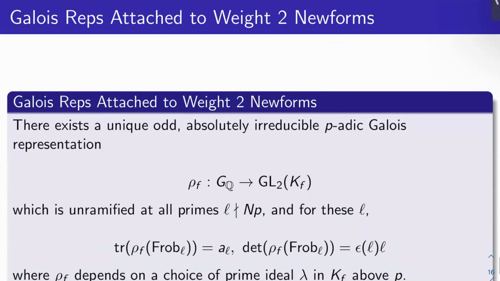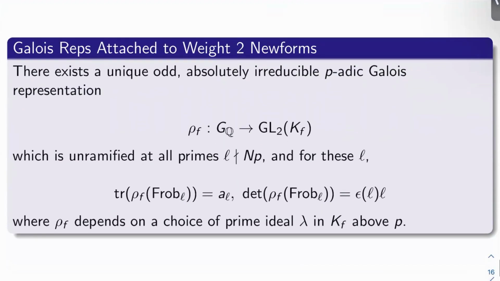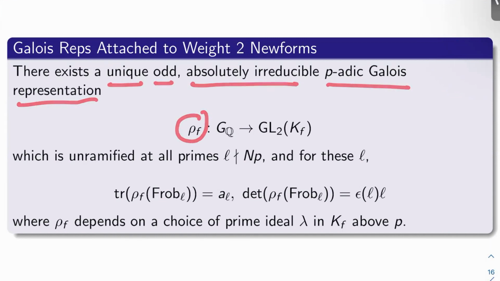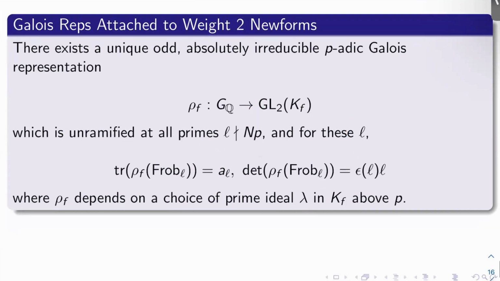So, big theorem of the day. Theorem, Galois representations attached to weight 2 newforms. There exists a unique, odd, absolutely irreducible p-adic Galois representation rho_f from G_Q to GL_2(K_f). In fact, we can even choose coordinates such that the image lands in GL_2(O_f), where O_f is the ring of integers of K_f, which is unramified at all primes l that don't divide Np, so the level times p itself. And for these unramified primes l, the trace of rho_f of Frobenius at l is nothing but a_l, and the det of rho_f of Frobenius at l is epsilon(l) times l.